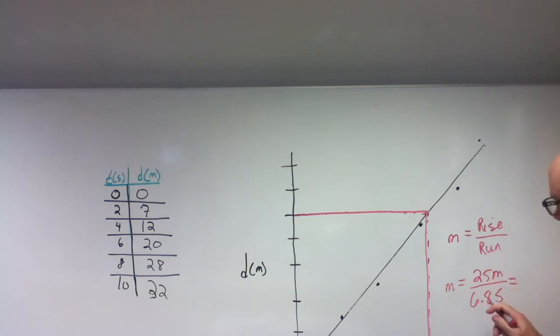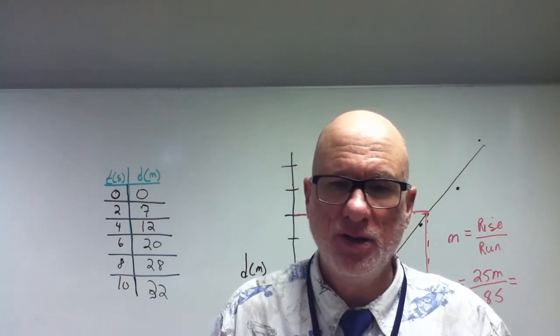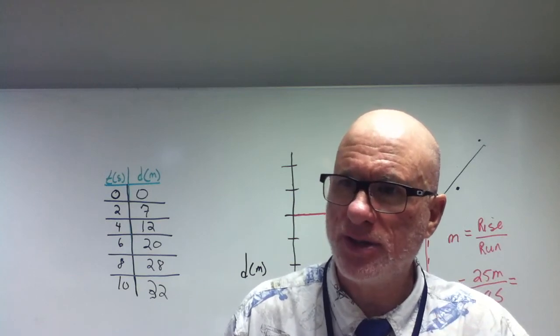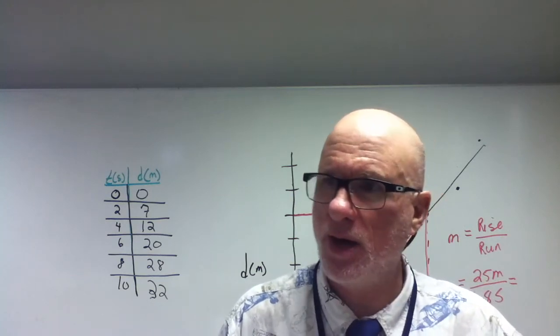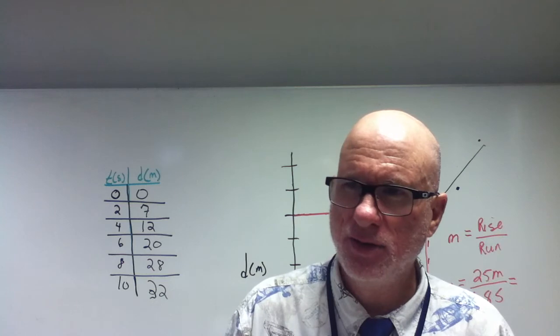seconds. Now take out your calculators. What is 25 divided by 6.85? 3.649. Round it. You want to use no less than 2 and no more than 3 significant figures. You don't want to write down everything on your calculator. Do you understand? Just 2 or 3 is fine.